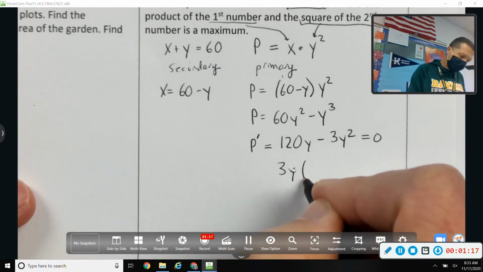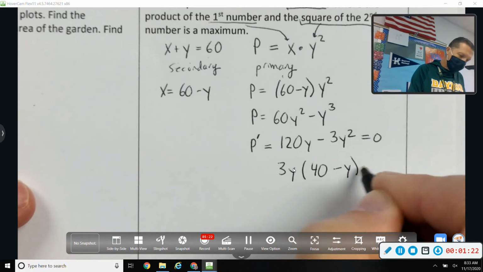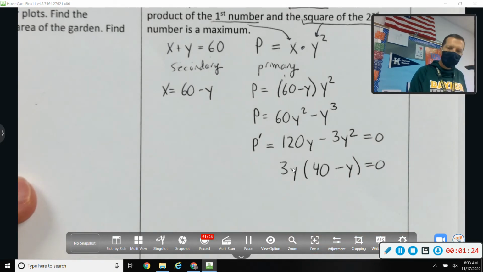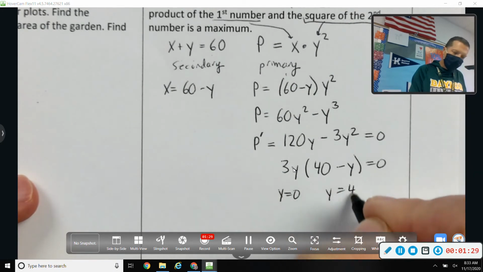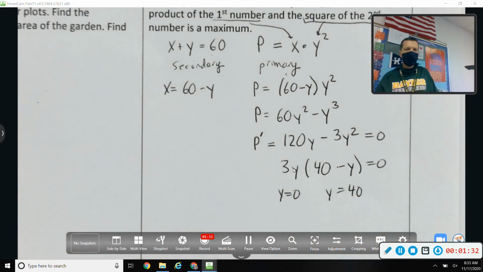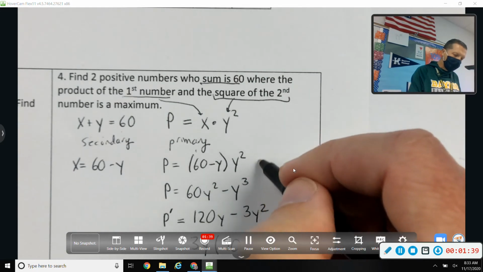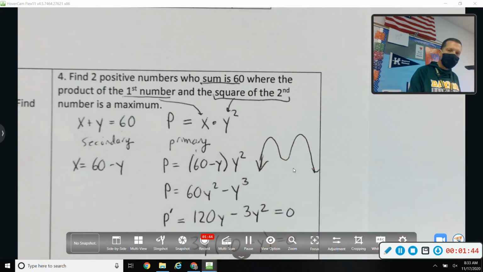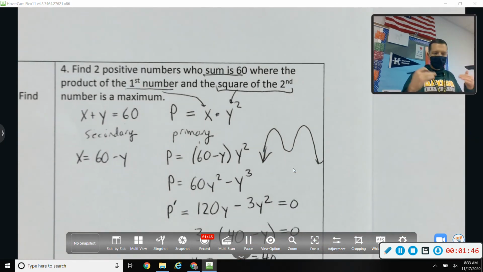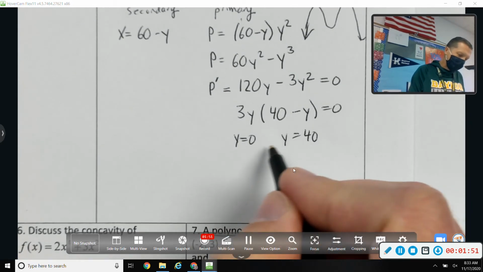If I factor out a 3y, that leaves 40 minus y equals 0. So y equals 0 and y equals 40. It's possible that you have more than one max. Like if you think about just any picture, if the maxes were the same height, it's possible you could have equal maxes or more than one max. So I need to test this and figure out what's going on.